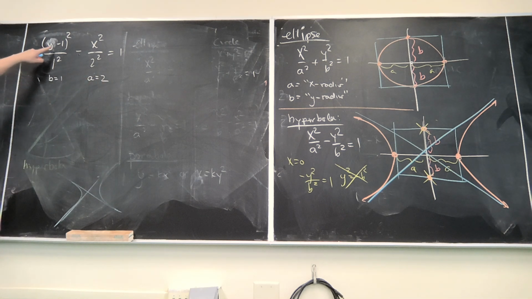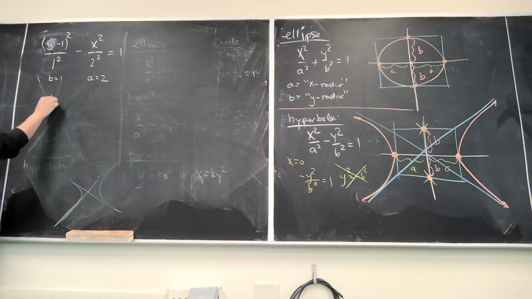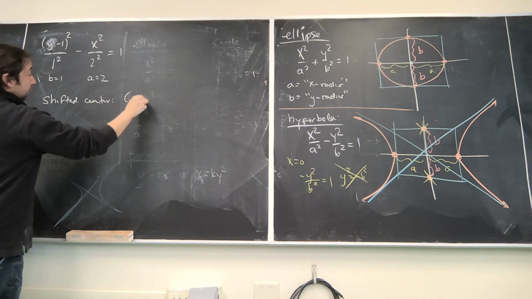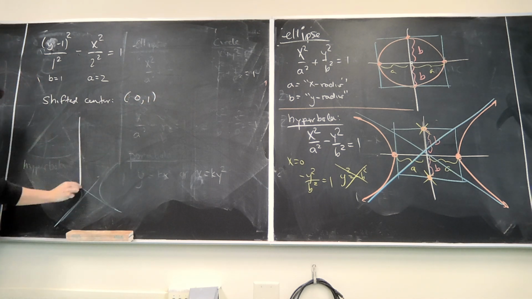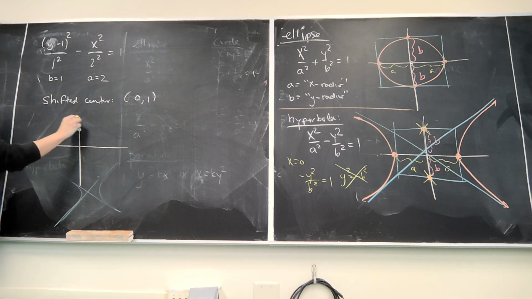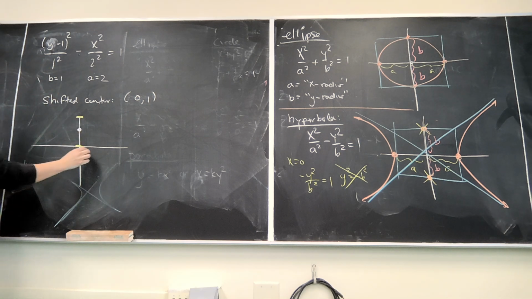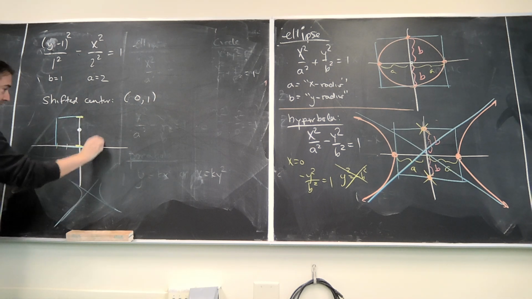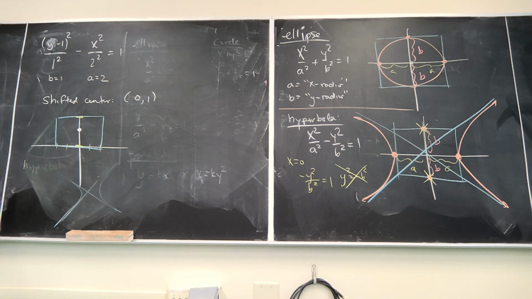But now I've got a shift where the center of the box isn't at 0, 0, it's at 0, 1. That's what the negative 1 attached to the y does. So this has a shifted center, 0, 1. From that point, everything else is identical. The center of the box is at 0, 1. I'm going to move 1 unit up and down in the y direction because that's the y radius, and 2 units left and right in the x direction because that's the x radius. So I get this rectangle. I put asymptotes on it.